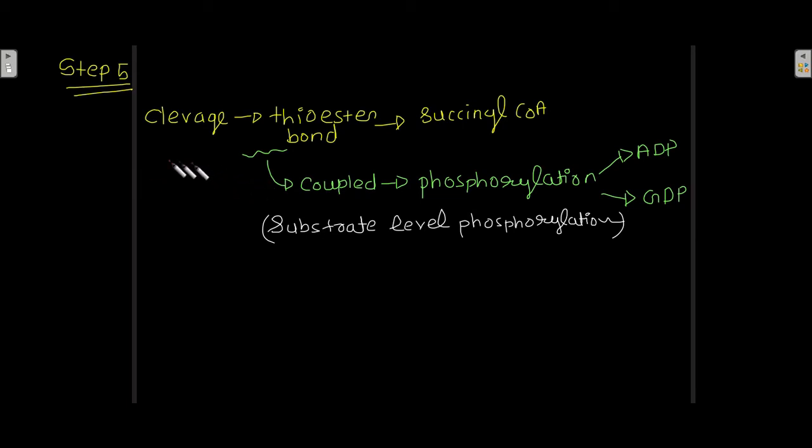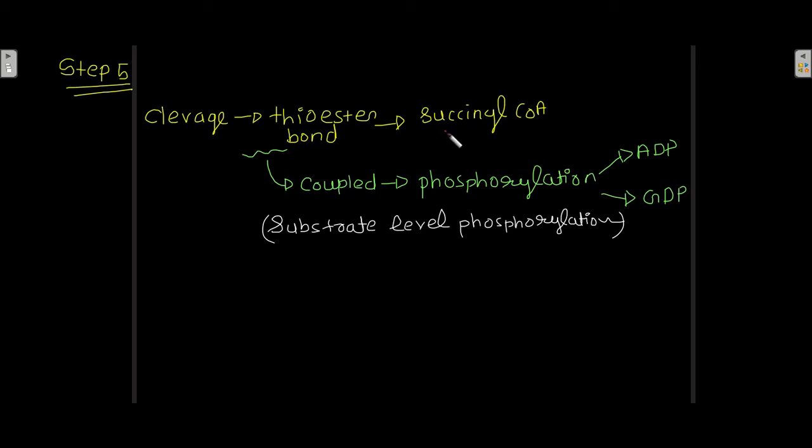So in step 5 there is cleavage of the thioester bond of the succinyl coenzyme A, and this cleavage of the thioester bond is coupled with the phosphorylation of ADP and GDP. As you know, if you have studied glycolysis, this kind of phosphorylation of ADP which results in the formation of ATP is known as substrate level phosphorylation. So in step 5 you are having substrate level phosphorylation because of the cleavage of the thioester bond of the succinyl coenzyme A.